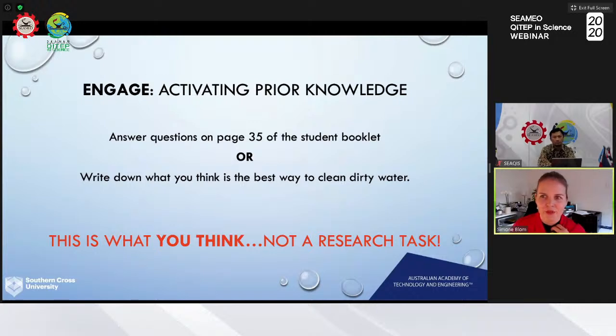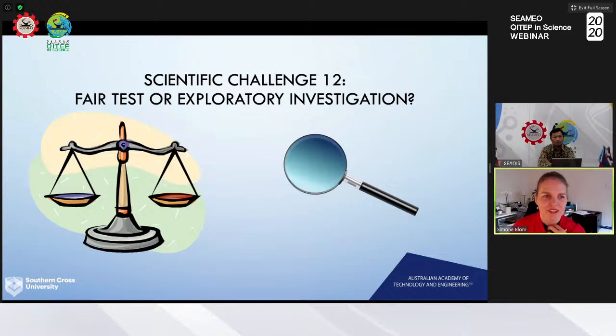So if we are going to look at this scientific challenge 12, as an example, we want to think about setting it up as a fair test, which might be in your elaborate phase or the fourth phase of that pedagogical model, the five E's. Or is it an exploratory investigation? Are they just doing it to get some skills?